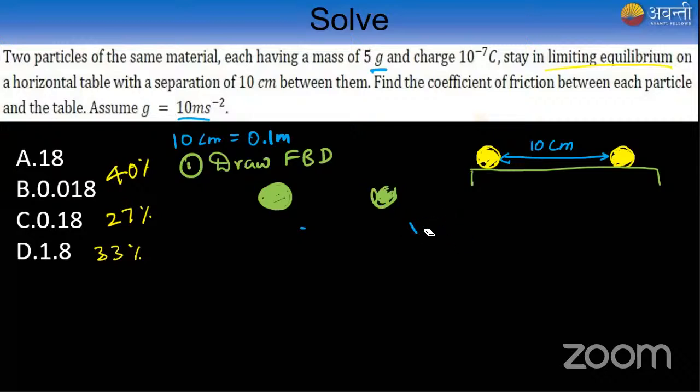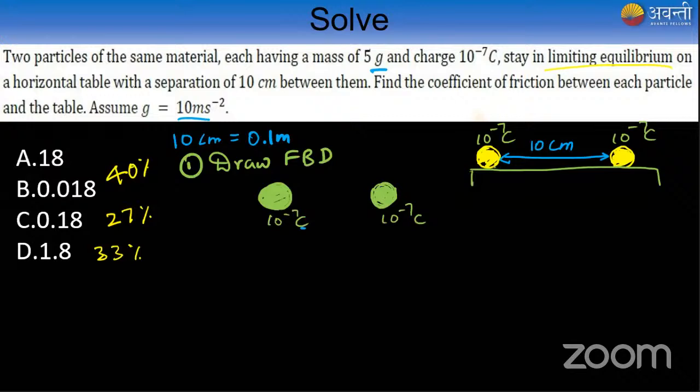So what is the next thing which we require? What is the next thing we require? We have to check for, yes, these two carry a charge, right? Correct, Namrata. These two carry a charge. What is the charge on this? The charge on this is 10 power minus 7 coulomb. Charge on this is 10 power minus 7 coulomb. Both carry a charge.